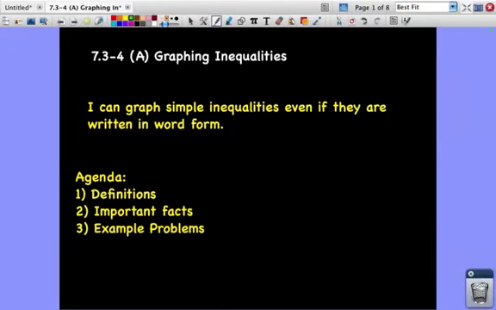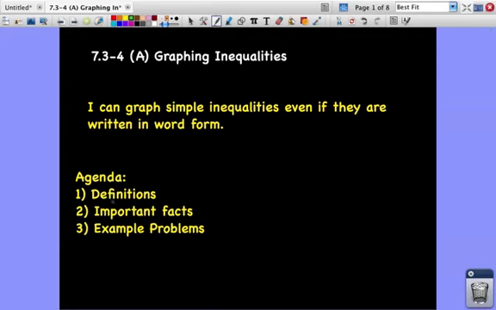All right, guys, hello, and welcome to 3-4A, Graphing Inequalities. We're going to look at the very basics of graphing inequalities and what an inequality is. If we take a look at our I can statement, it says, I can graph simple inequalities even if they are written in word form. That means that we are going to have to solve word problems, everybody's favorite.